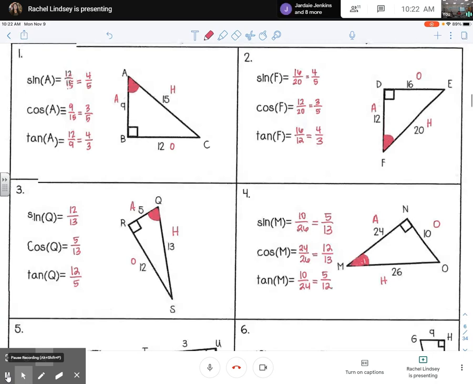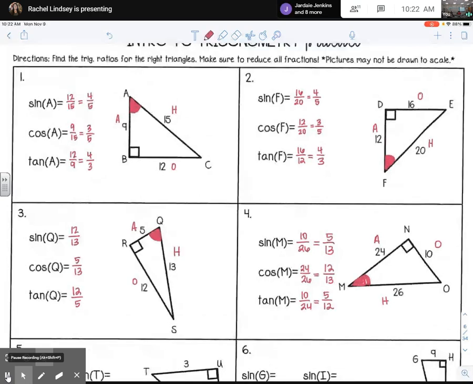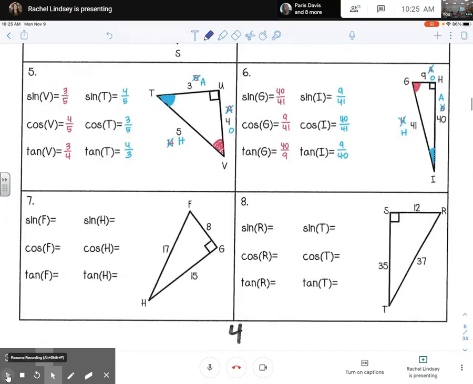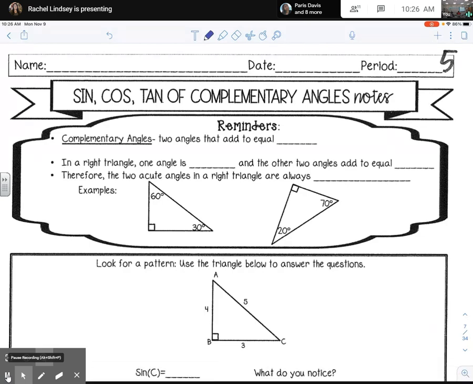Okay, so those, 1 through 4, were just looking at one angle on the triangle at a time. Now the next few, we're going to be looking at both angles. So let's go to number 5. There's 5 and 6. Check your answer. On page 5, we're going to look at complementary angles with right triangles.